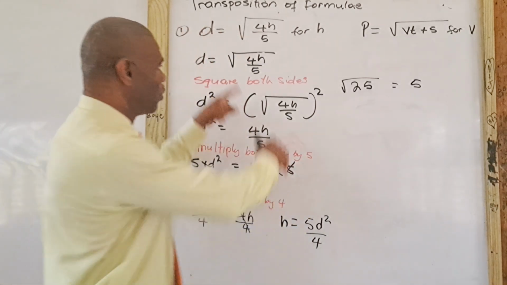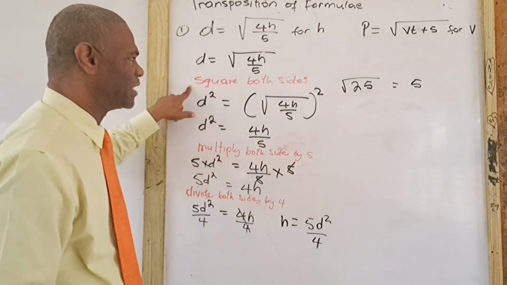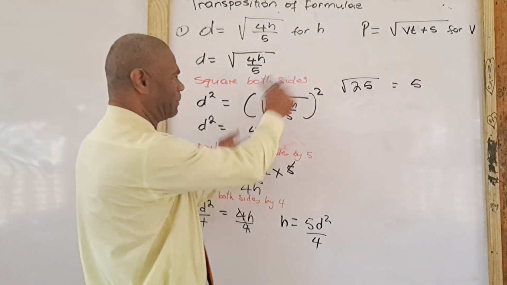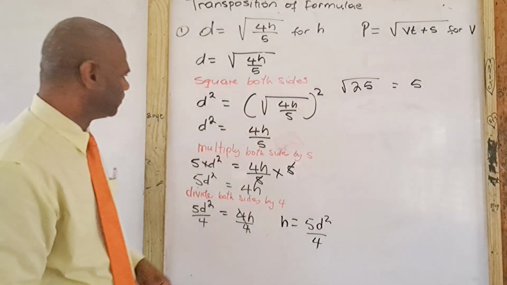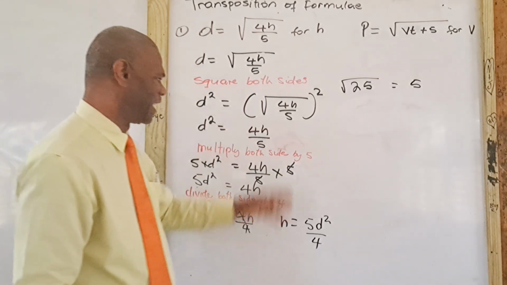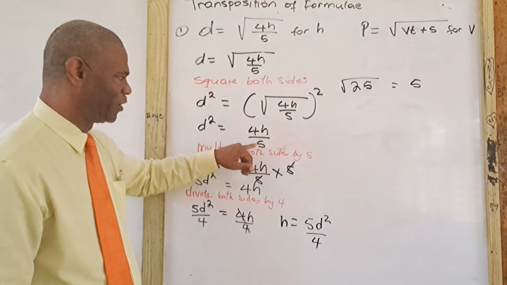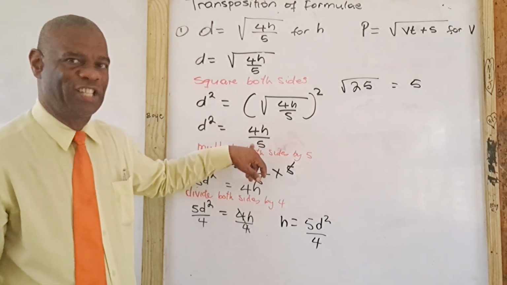Right? So if I square this, I must also square this. So we say square both sides. If I square it, then I automatically get rid of it. Right? So we now have d squared equals 4h divided by 5. We need to get to this h. So first we must get rid of the denominator.